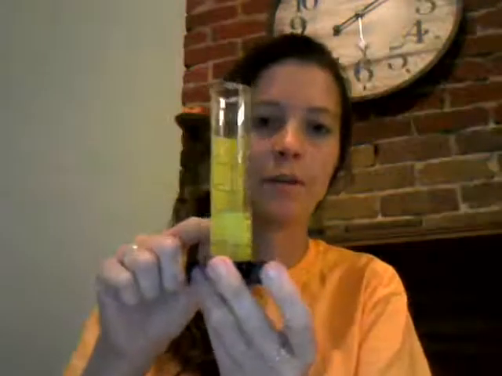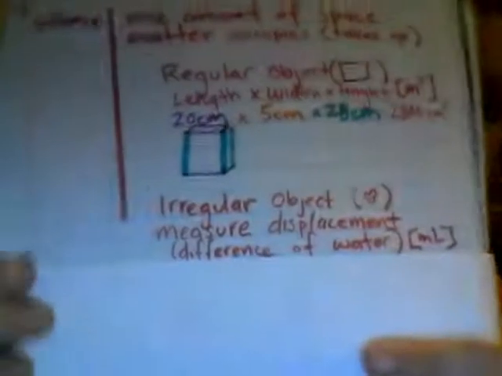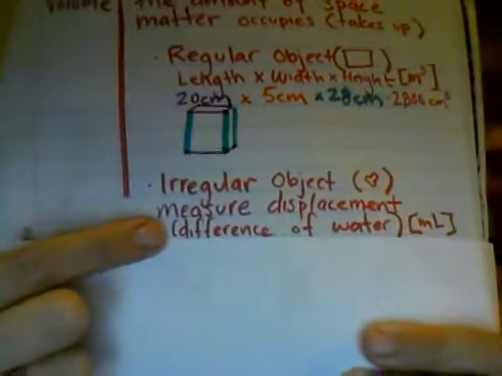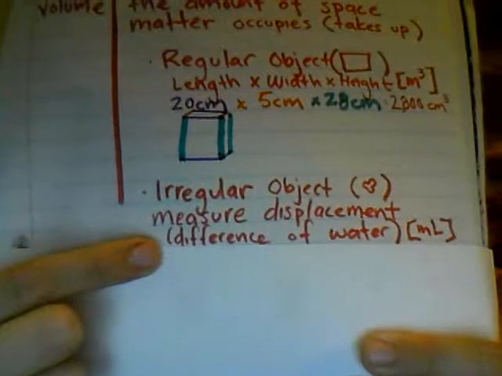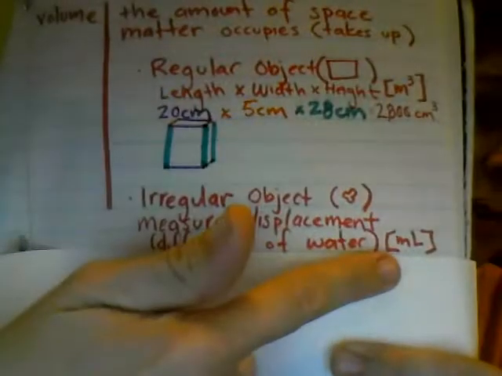For an irregular object, we need to use a graduated cylinder that's filled with water. And we're going to measure how much the water goes up when we add the object to it. We call that the displacement. So for an irregular object, measure the displacement or the difference of water. You're going to do this in milliliters. Let me show you what I mean.